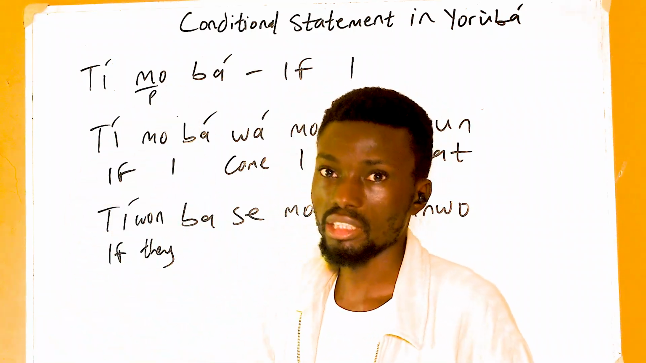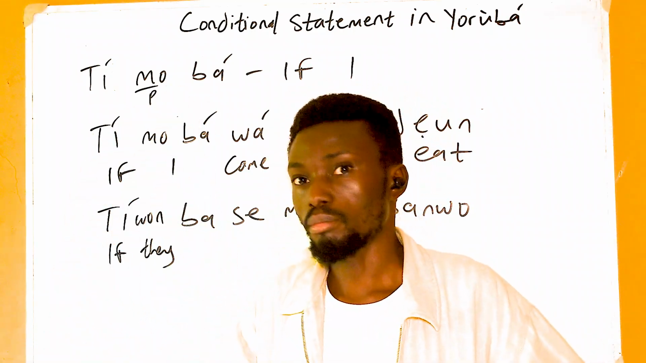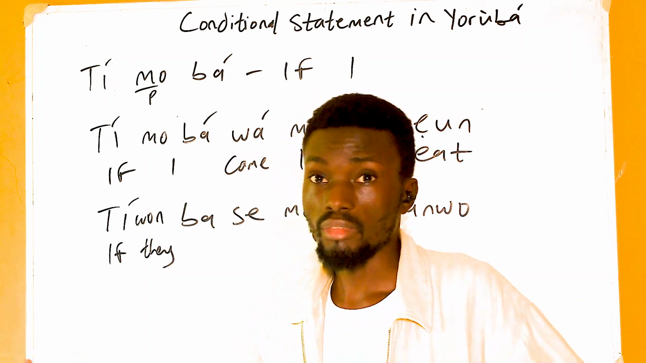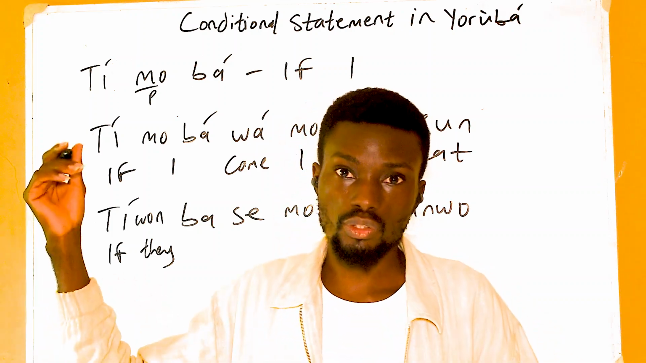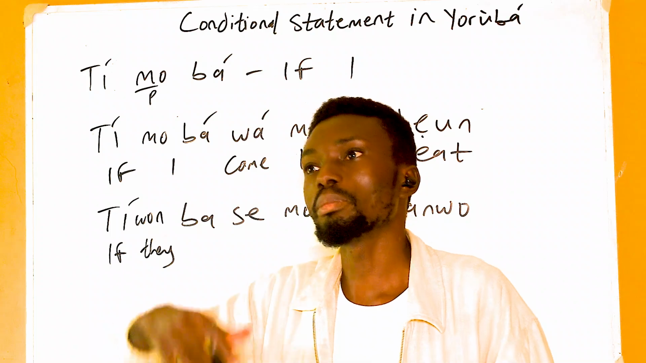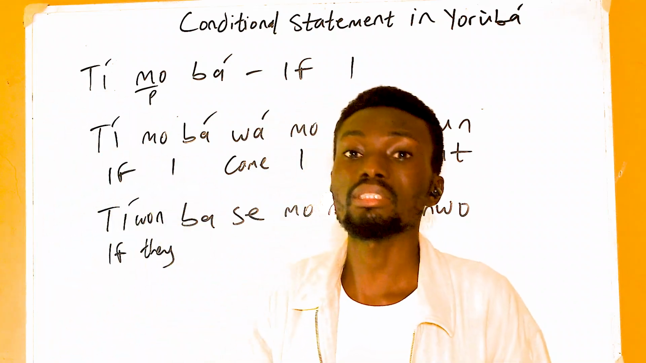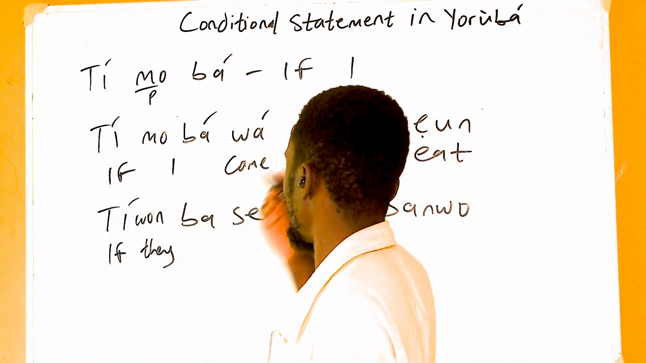Tí machine bá ṣiṣẹ́, mo máa dìde. I will stand up. Mo máa dìde, I will stand up. Dìde can be, I've used dìde before, which is rise. Dìde can also mean rise. It can mean stand up. So that's just for that.